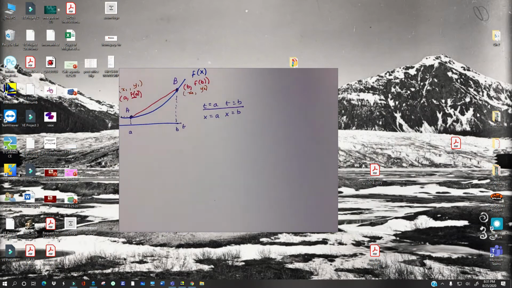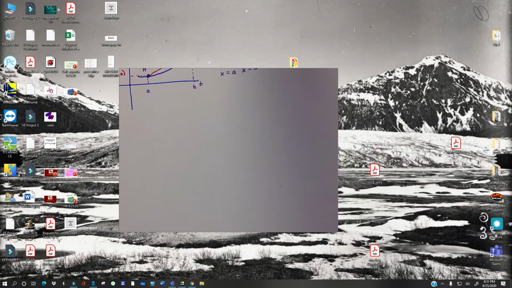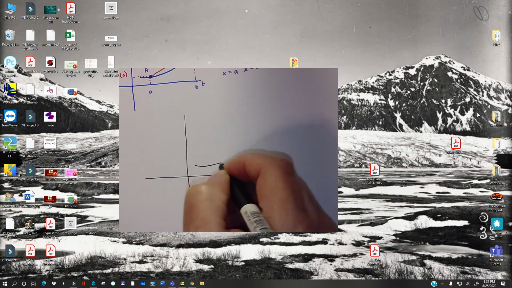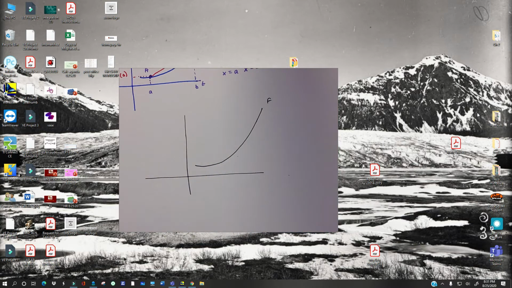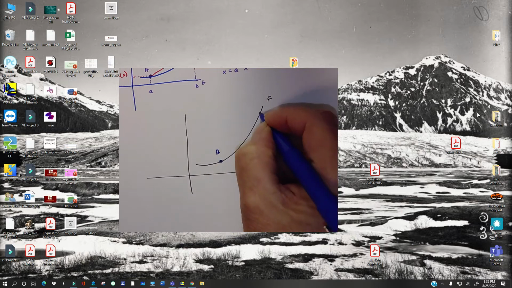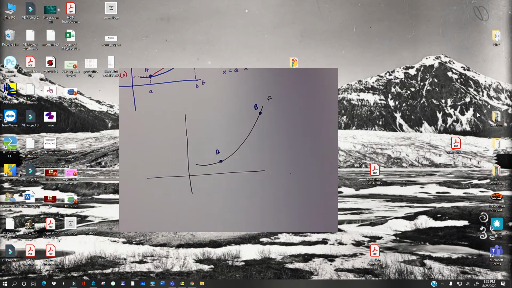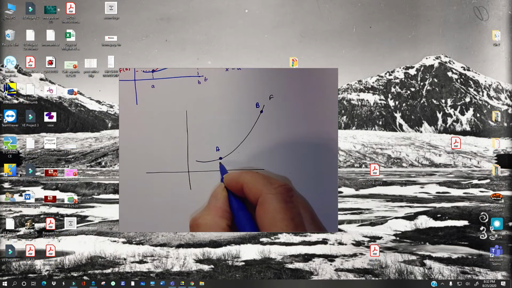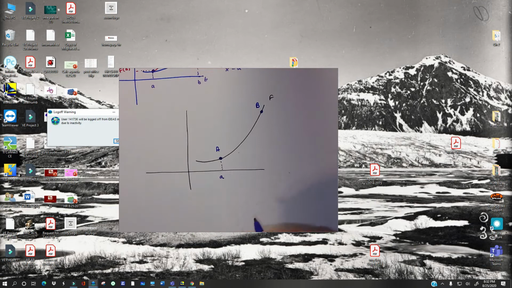So let me make another graph. Just some random graph that I'm going to call f, some function f. Don't know what it is. I don't know what its equation is. I don't know anything other than what I see, and that's fine, okay? And let's suppose I have a point A right here, and I have another point B right here, okay? And this x coordinate is called A, okay?